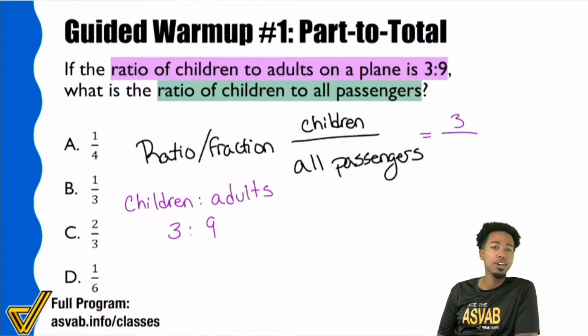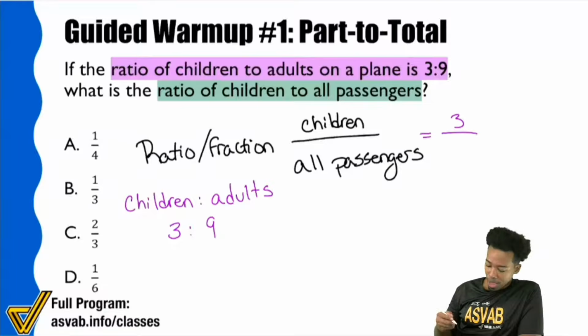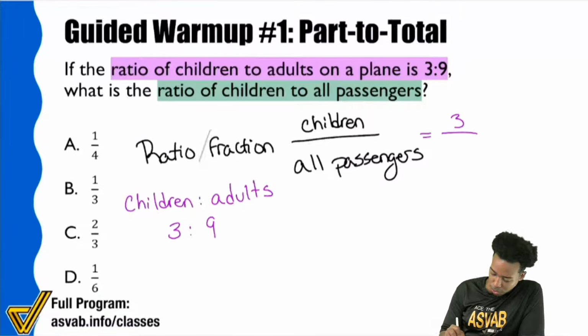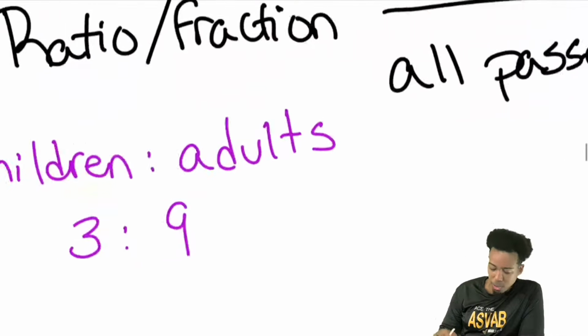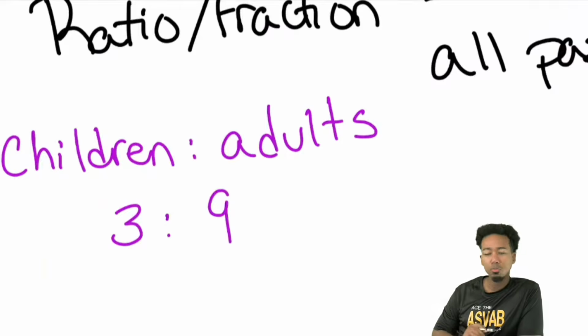Yeah, the 3 is okay there, right? Because the 3 represents children. Now, if we have children to adults, let's focus our attention right here. Let me just zoom in. I want to zoom out in a moment. So just pay attention here.